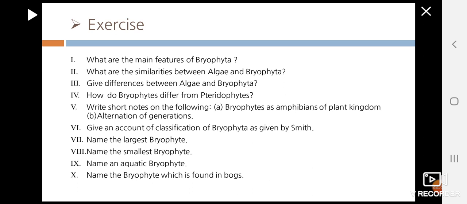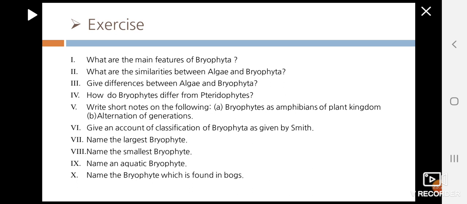So before that, we'll also discuss the questions. So I've given some questions. What are the main features of Bryophyta? What are the similarities between algae and Bryophyta? Give differences between algae and Bryophyta. How do bryophytes differ from pteridophytes? And write short notes on the following: bryophytes as amphibians of the plant kingdom and alternation of generations.